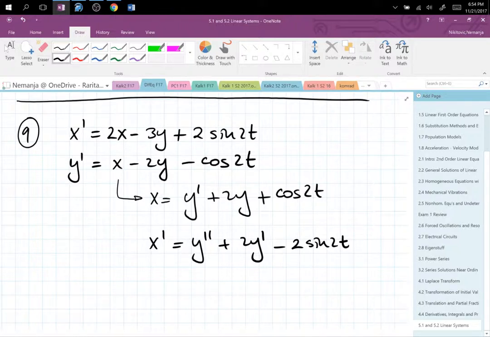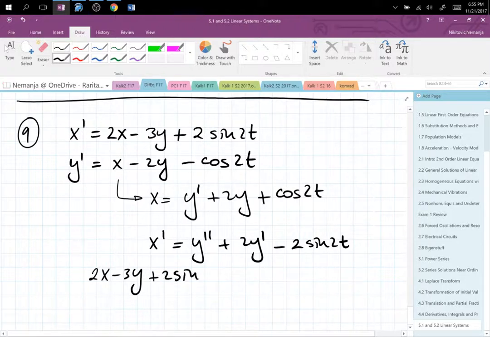So you have choices now. It might be better to put it into that x prime, because then you only have the one x, and then you solve for x from here. You plug this in again, and that's it. This is 2x minus 3y plus 2 sine 2t.